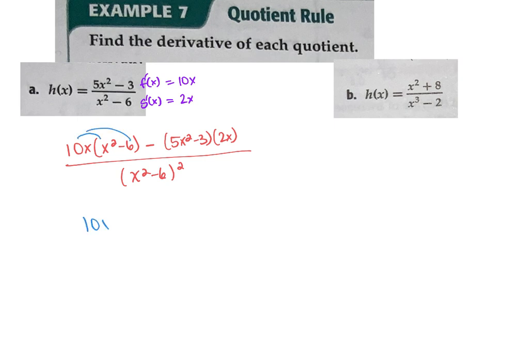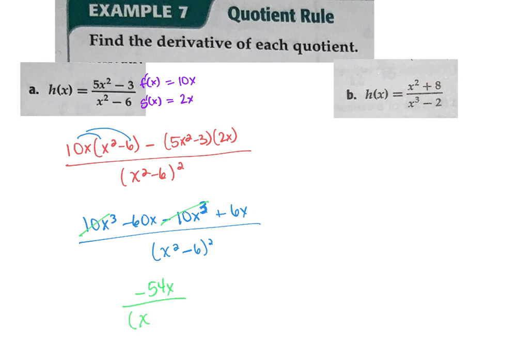So you would say 10x cubed minus 60x minus 10x cubed plus 6x all over x squared minus 6 squared. And that's a cubed, by the way. So in the numerator, the 10x cubed and the negative 10x cubed cancel. Negative 60x and positive 6x give me negative 54x. You cannot simplify that with the denominator, so don't even worry about foiling the denominator.